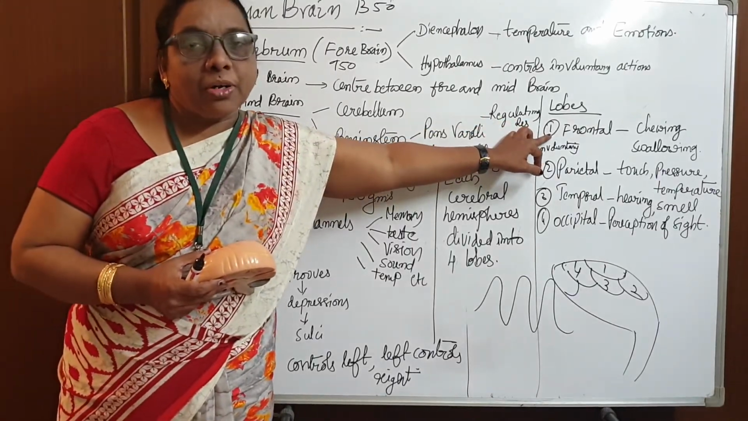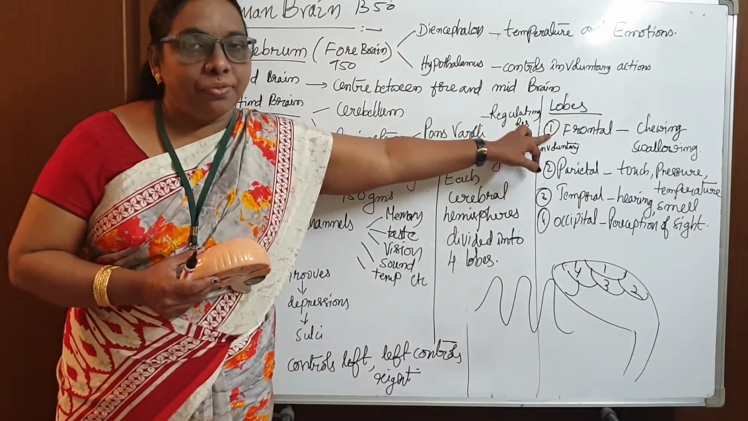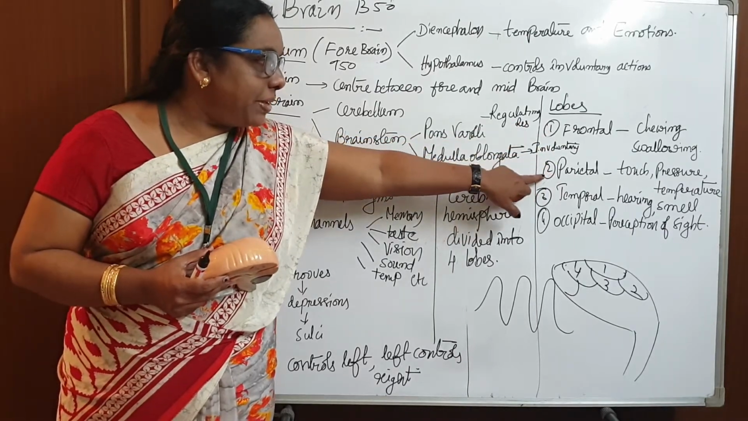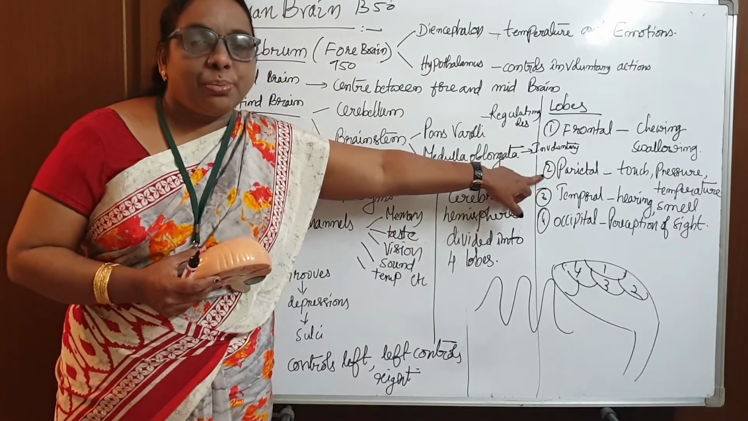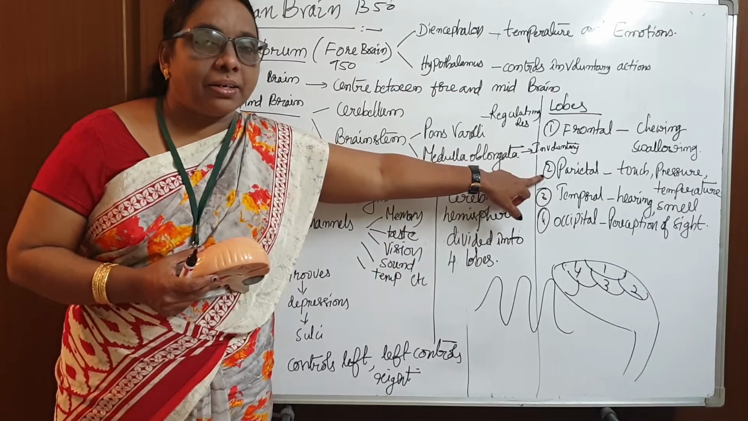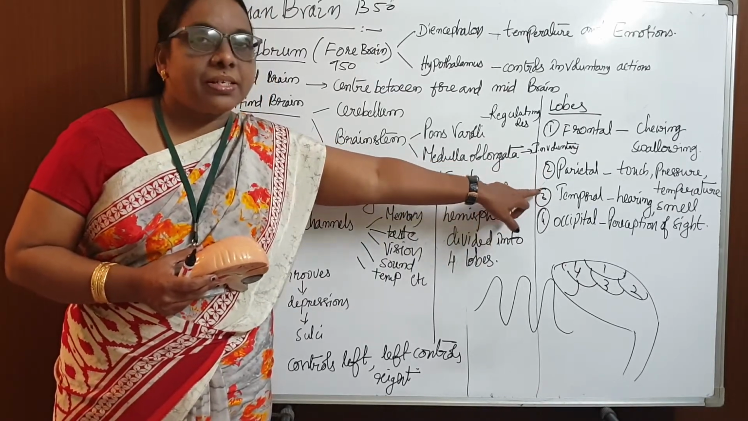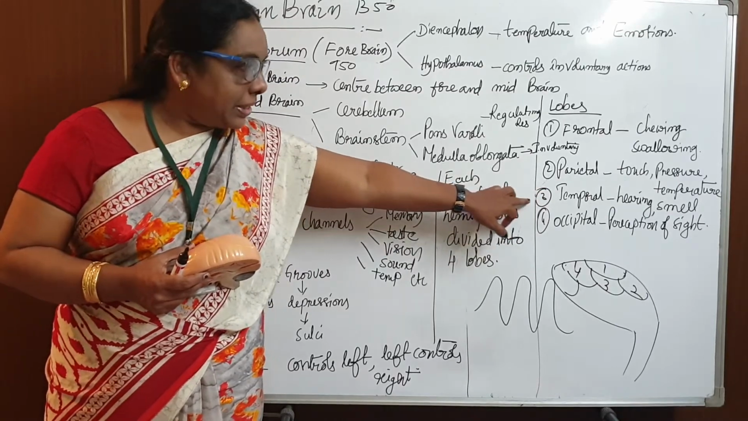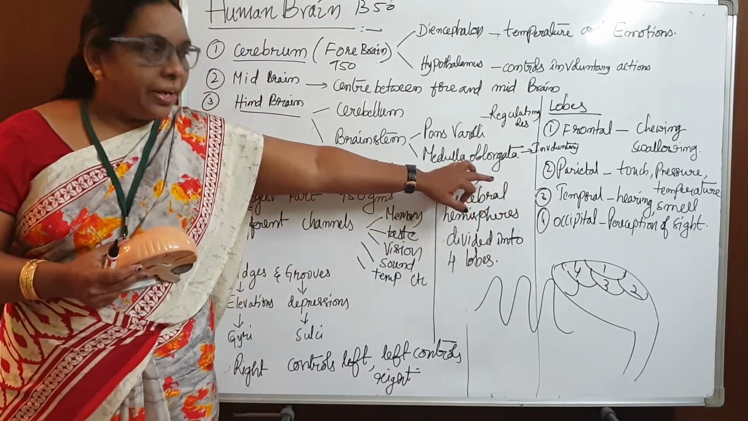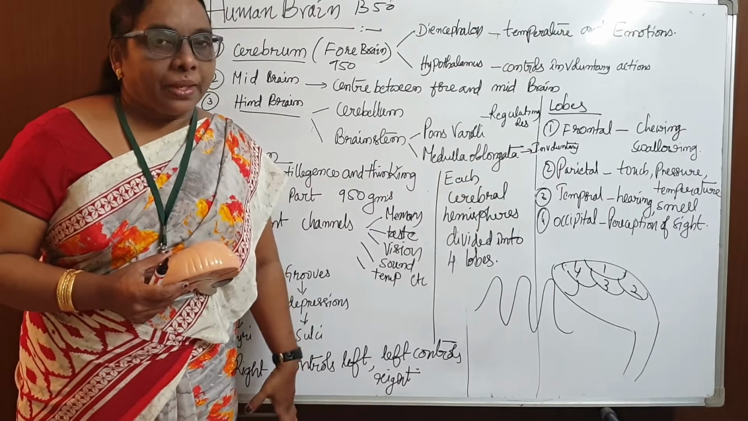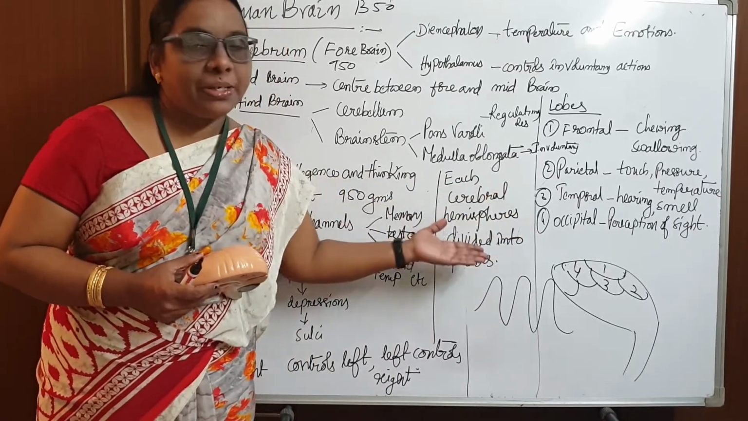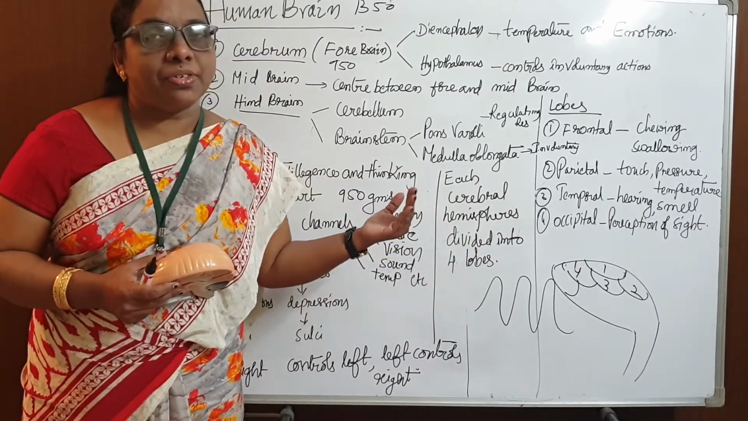The first one is the frontal lobe. The frontal lobe is useful for chewing of the food. The second lobe is the parietal. Touch, pressure and temperature are under the control of this lobe. The third one is the temporal lobe, which is useful for hearing and smell. The last lobe is the occipital, and it helps with the perception of light.